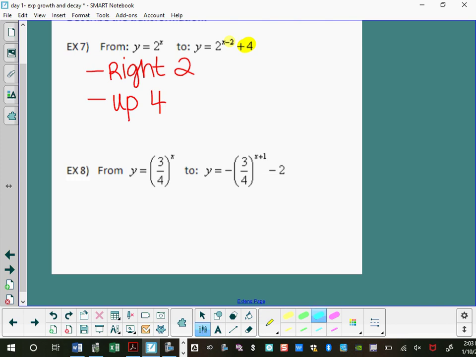All right, number 8 says from y equals 3/4 to the power of x to y equals negative 3/4 to the power of x plus 1 minus 2. What are my transformations? So I have 3 transformations, right? You guys agree? That's the only thing different from the first graph to the next one. Joanna, what's my first transformation? Okay, we're gonna reflect. Left 1. We're gonna go left 1. What's that negative 2 tell me to do? Down 2.